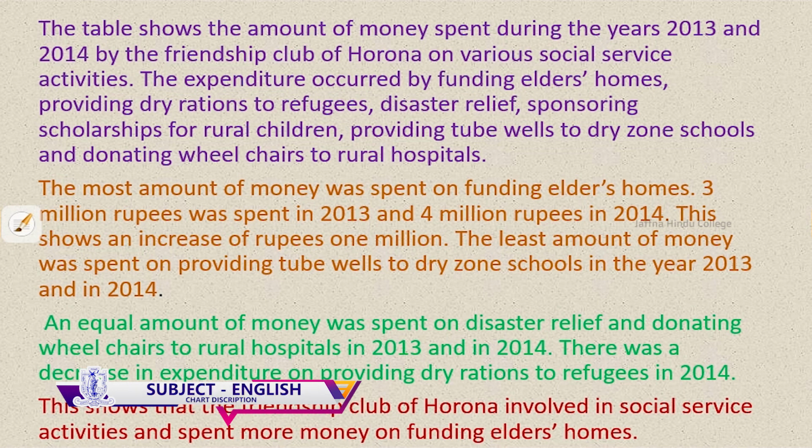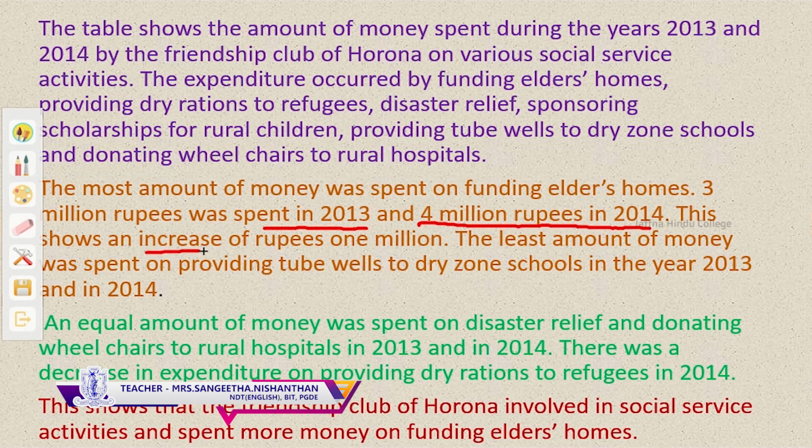And in the second paragraph, the key data: the most amount of money was spent on funding elders' homes. 3 million rupees was spent in 2013. They are comparing it column wise here, in 2013, and 4 million rupees in 2014. This shows an increase of rupees 1 million. The least amount of money was spent on providing tube wells to dry zone schools in the year 2013 and in 2014. Here they are comparing row wise and at the same time column wise. An equal amount of money was spent on disaster relief and donating wheelchairs to rural hospitals. Here they are speaking about an equal amount of money.